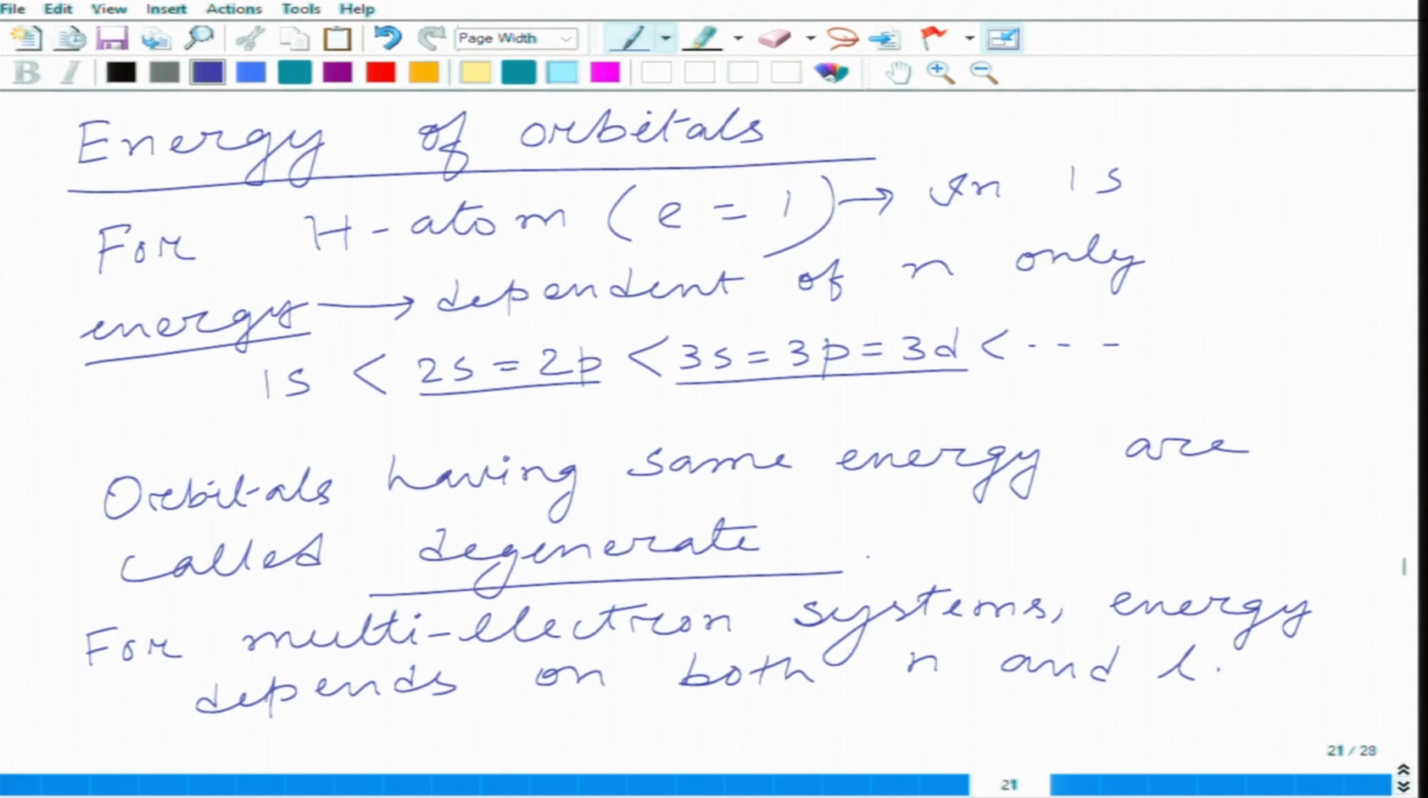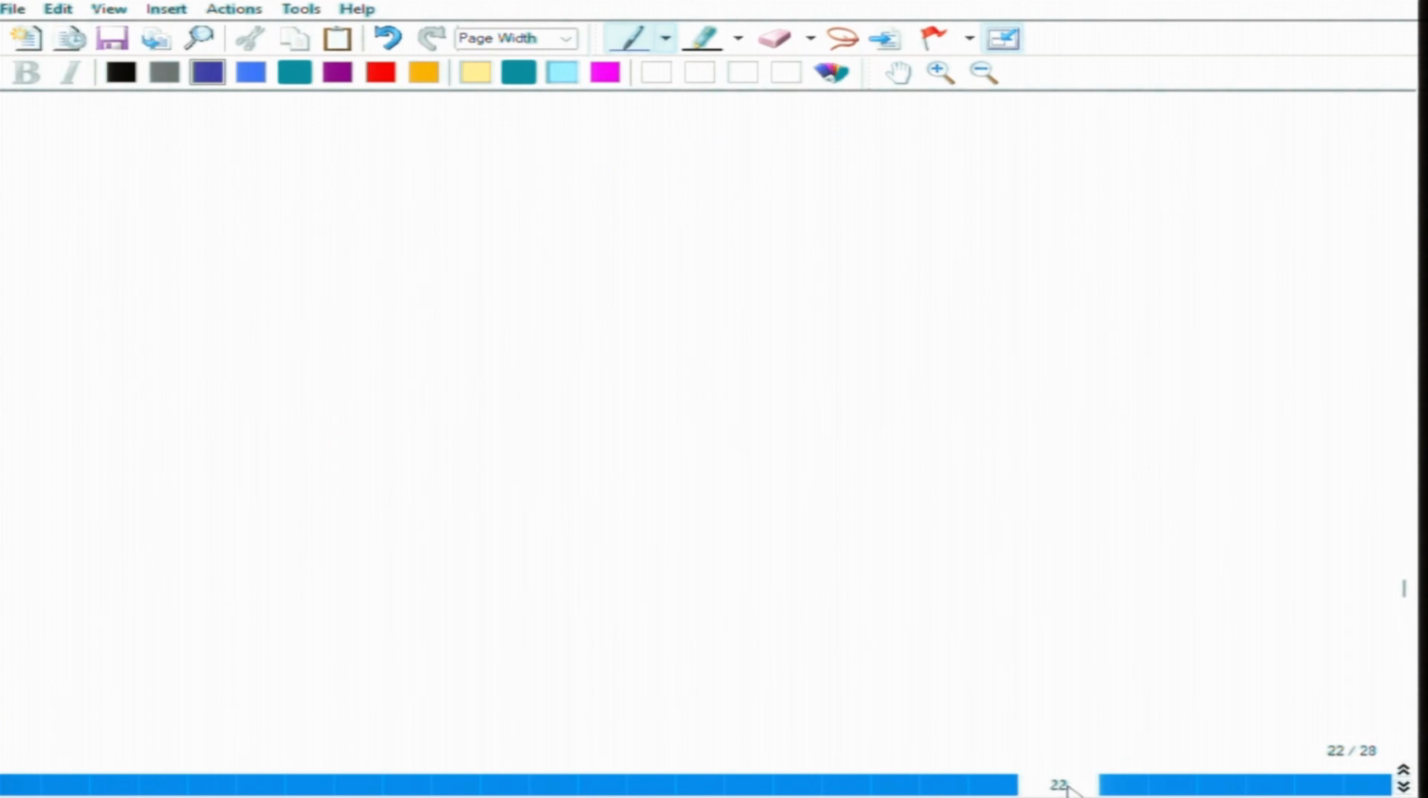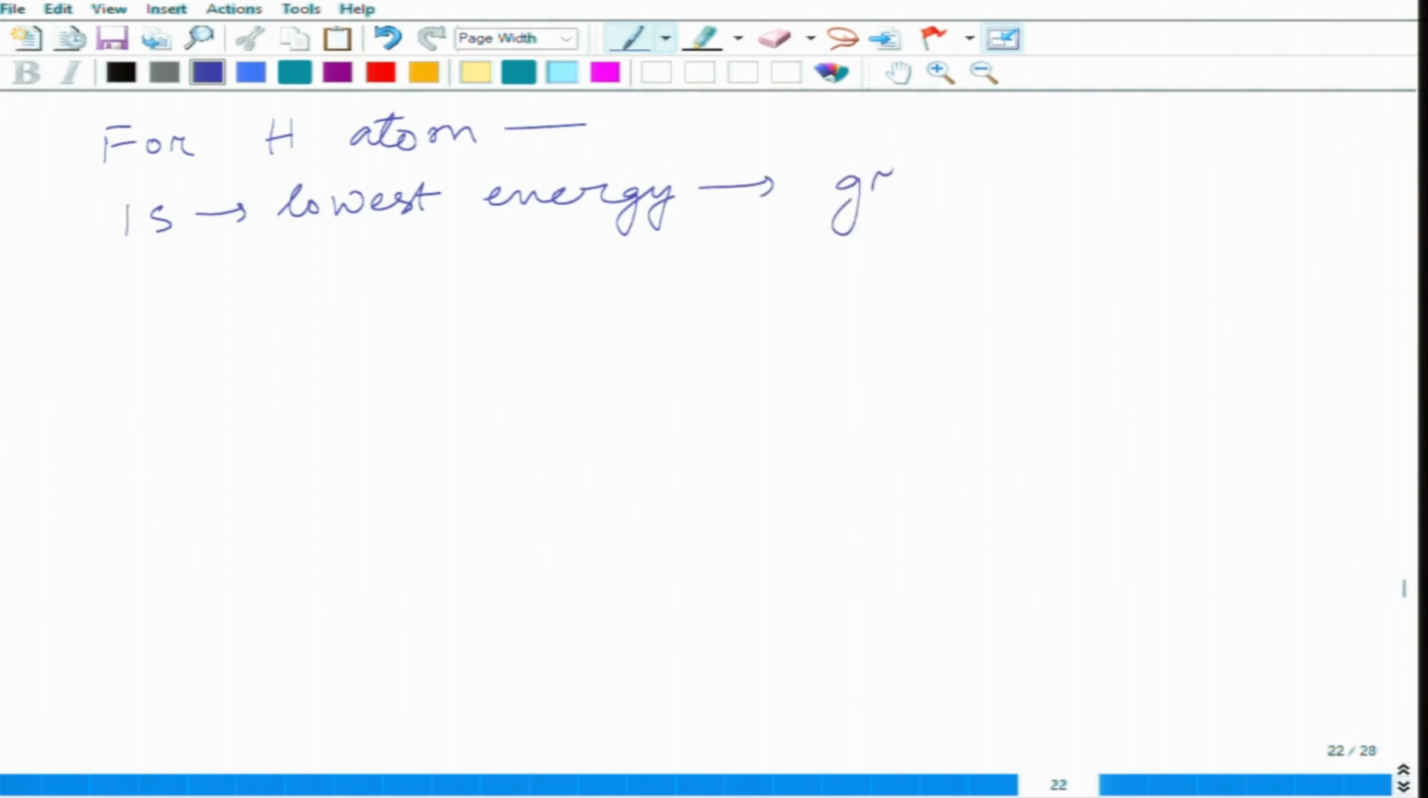Now, in case of hydrogen atom, 1s had the lowest energy. So, for hydrogen atom, 1s has lowest energy. This is known as the ground state.